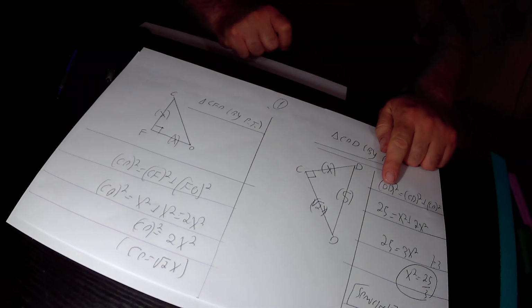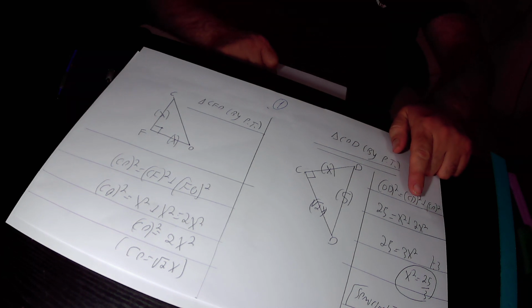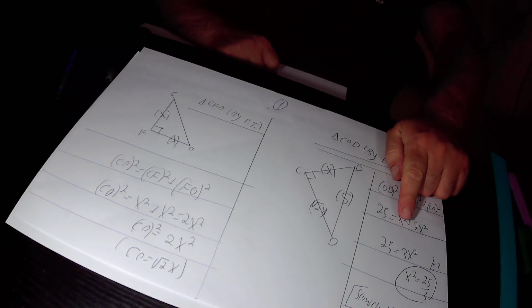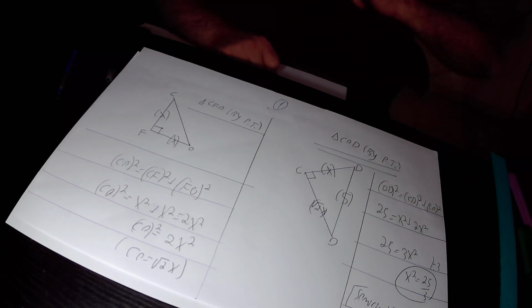So in total, we find that 25 equals x square plus 2x square. x square plus 2x square is 3x square, therefore 25 equals 3x square. Here we divided this equation by 3 and finally found out that x square equals 25 over 3.